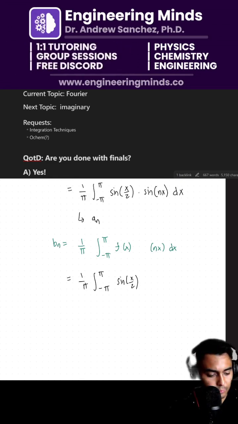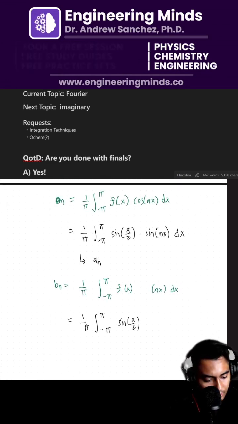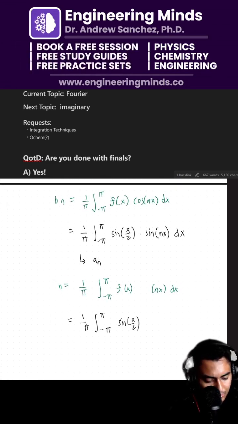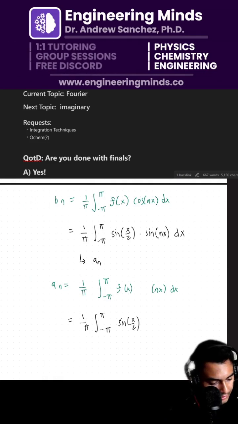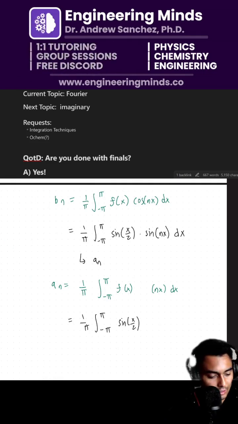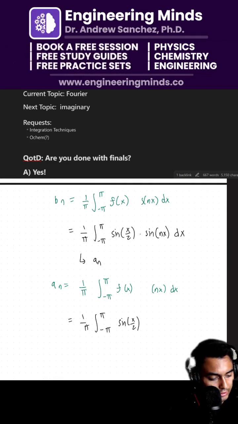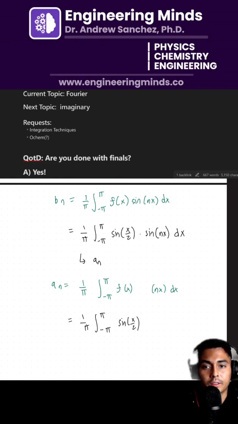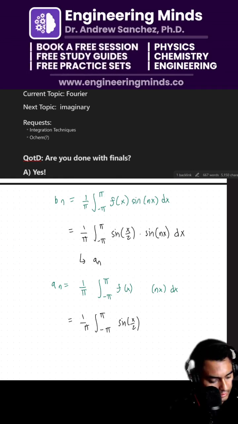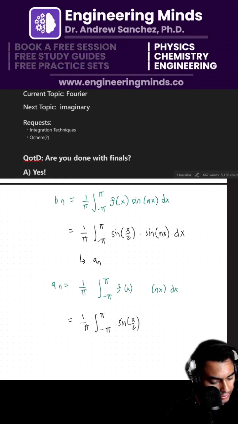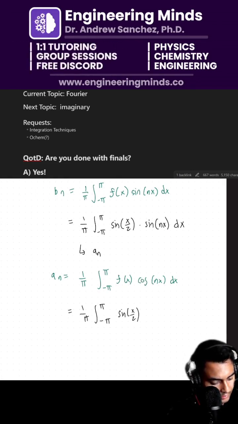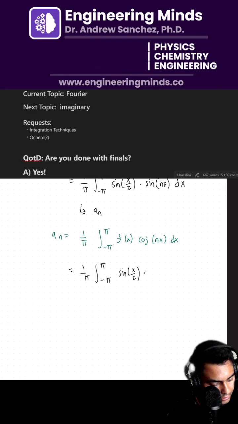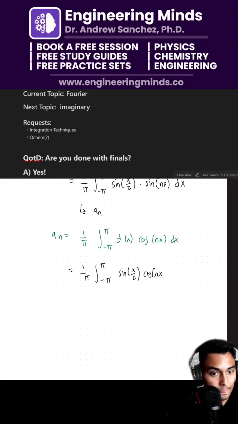Oh, this one is b sub n. Sorry about that. Make sure you correct that. The first one was b sub n. This one's a sub n. So the b sub n is a sine one. And then the a sub n is a cosine term. And this one's going to be cosine n times x.